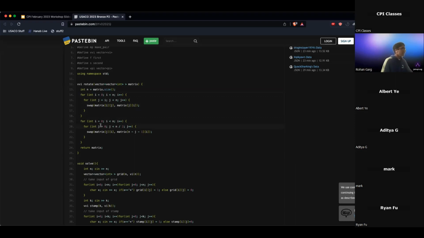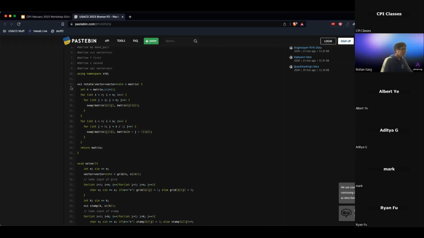To account for this, we loop through this again, but we only loop the first half. This time, instead of swapping ij with ji, we swap ji with n minus j minus 1, i. And this is how we rotate the stamp.